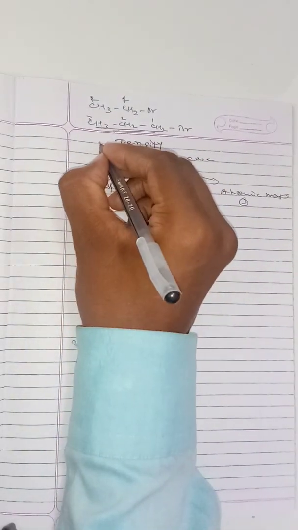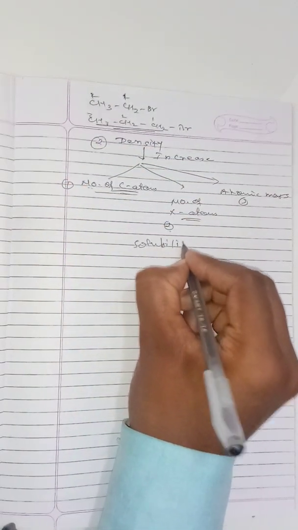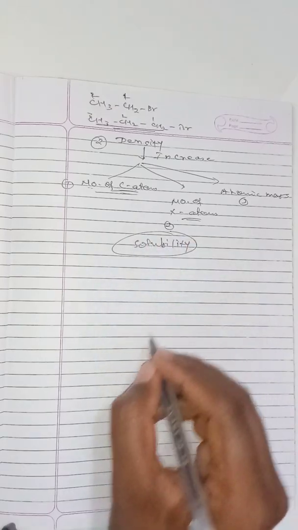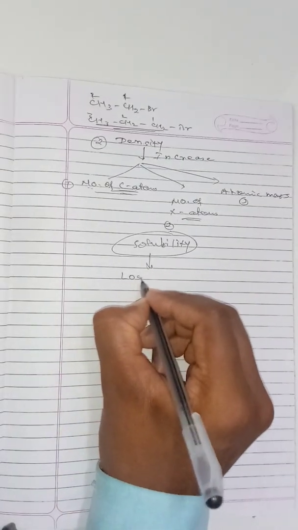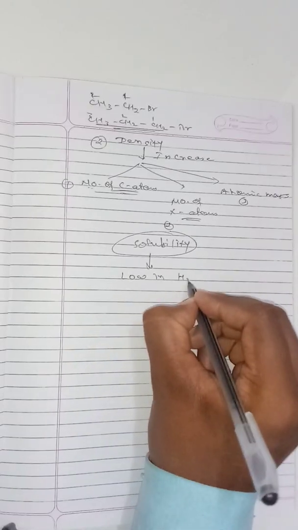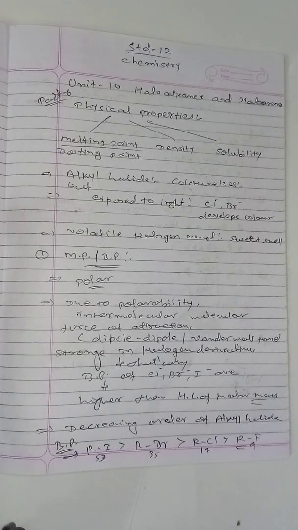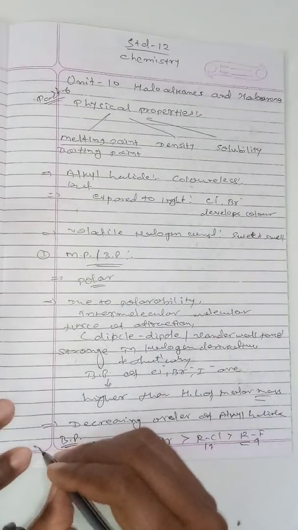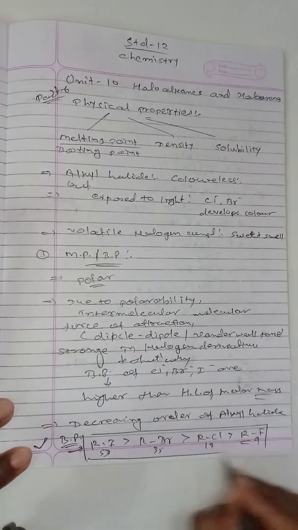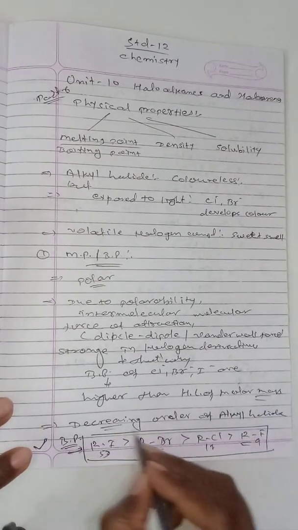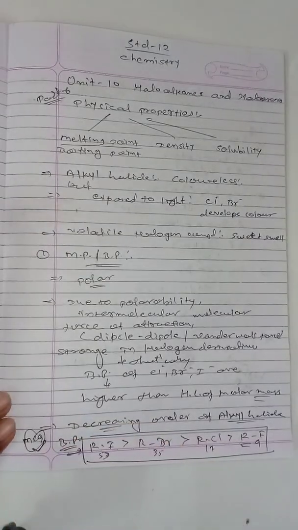And number 3, physical property, their solubility. The solubility is low in water. Okay friends, so here you have to remember this series for decreasing order of alkyl halide. This is very important for MCQ.